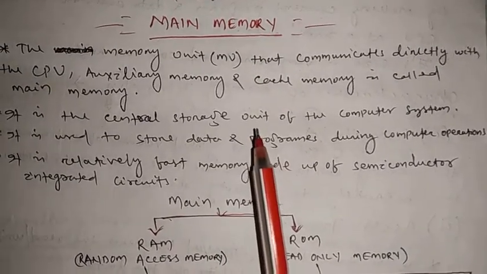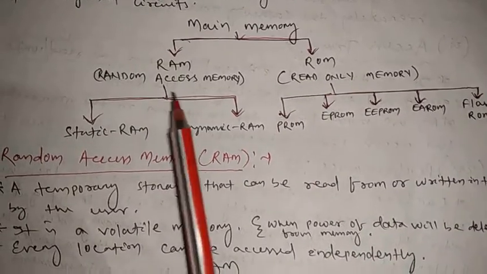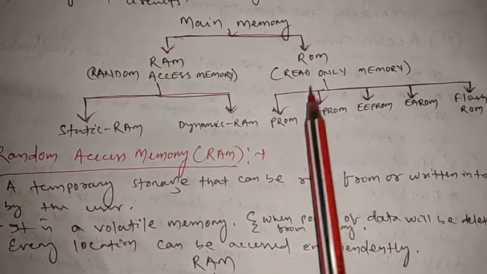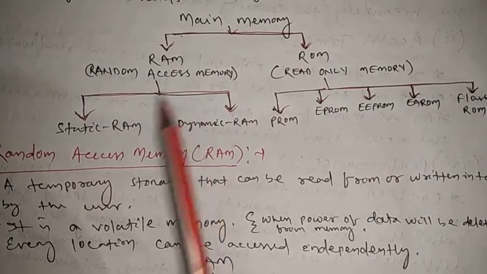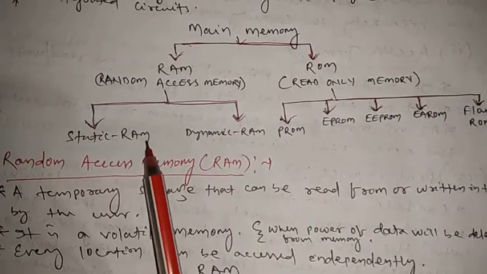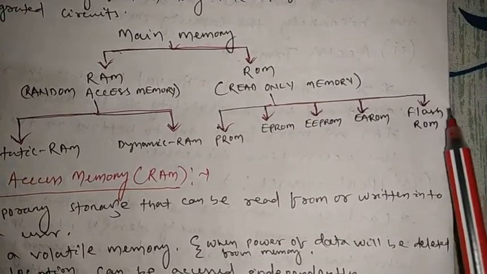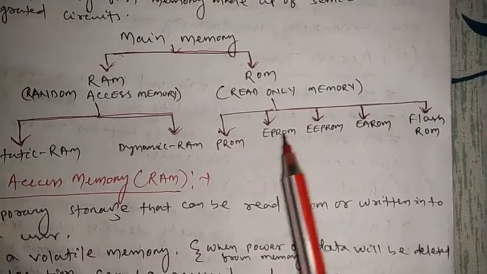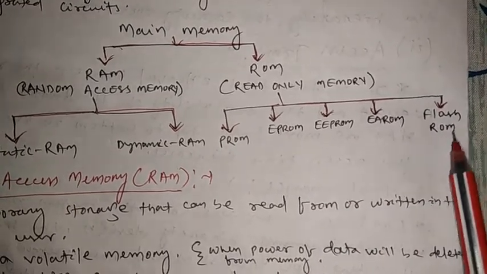This main memory is also called what? Semiconductor integrated circuit memory. And main memory is of two types: one is RAM, another one is ROM. RAM stands for random access memory, ROM stands for read only memory. Again, RAM is divided into two types: static RAM and dynamic RAM, and ROM is divided into 5 types: PROM, EPROM, EEPROM, EAROM, and flash ROM.